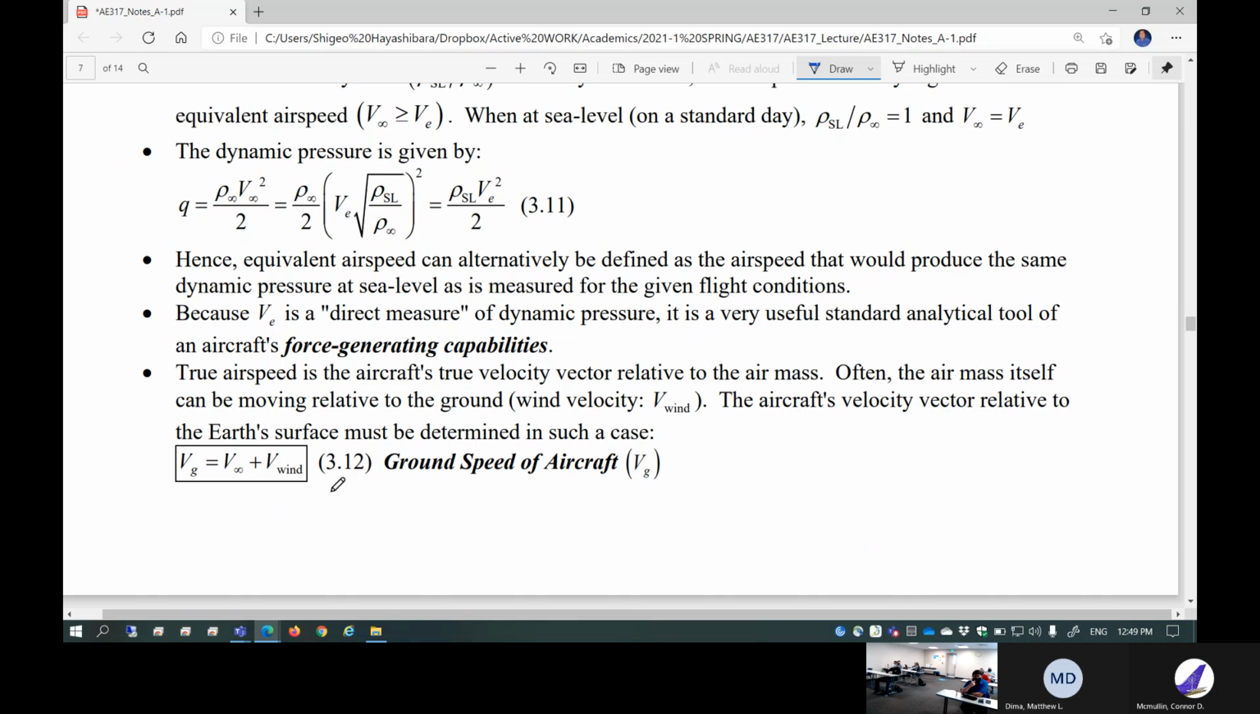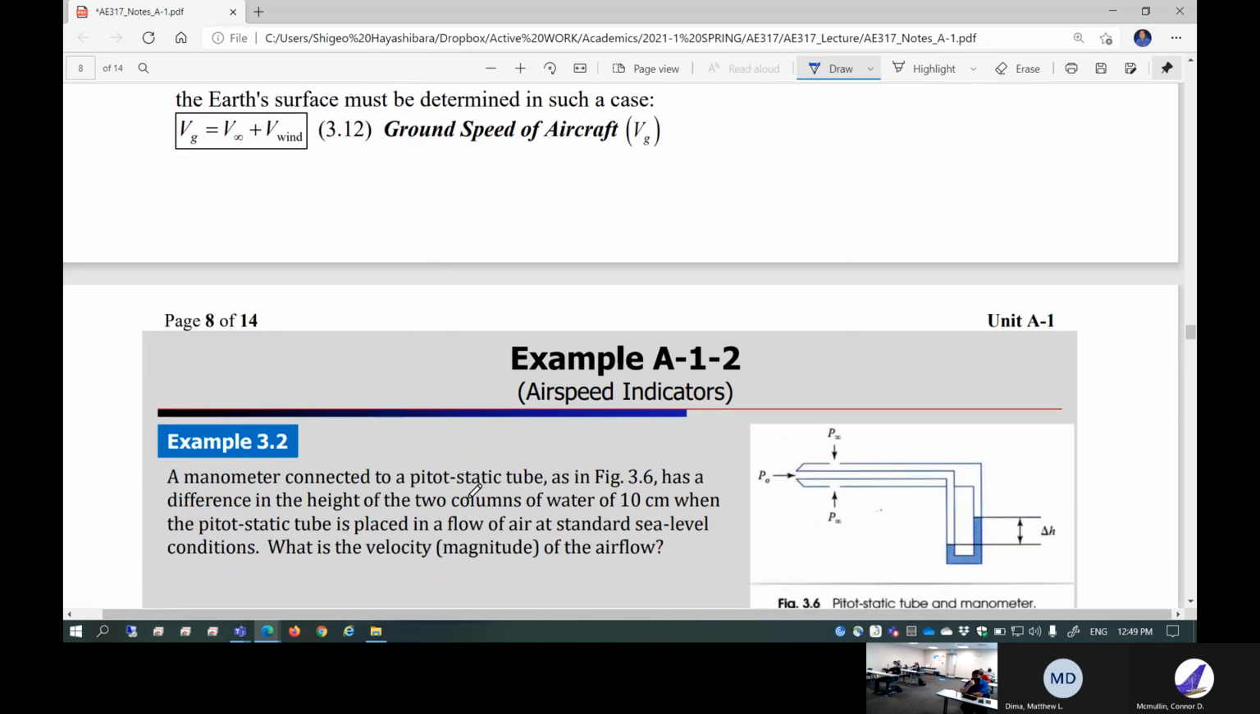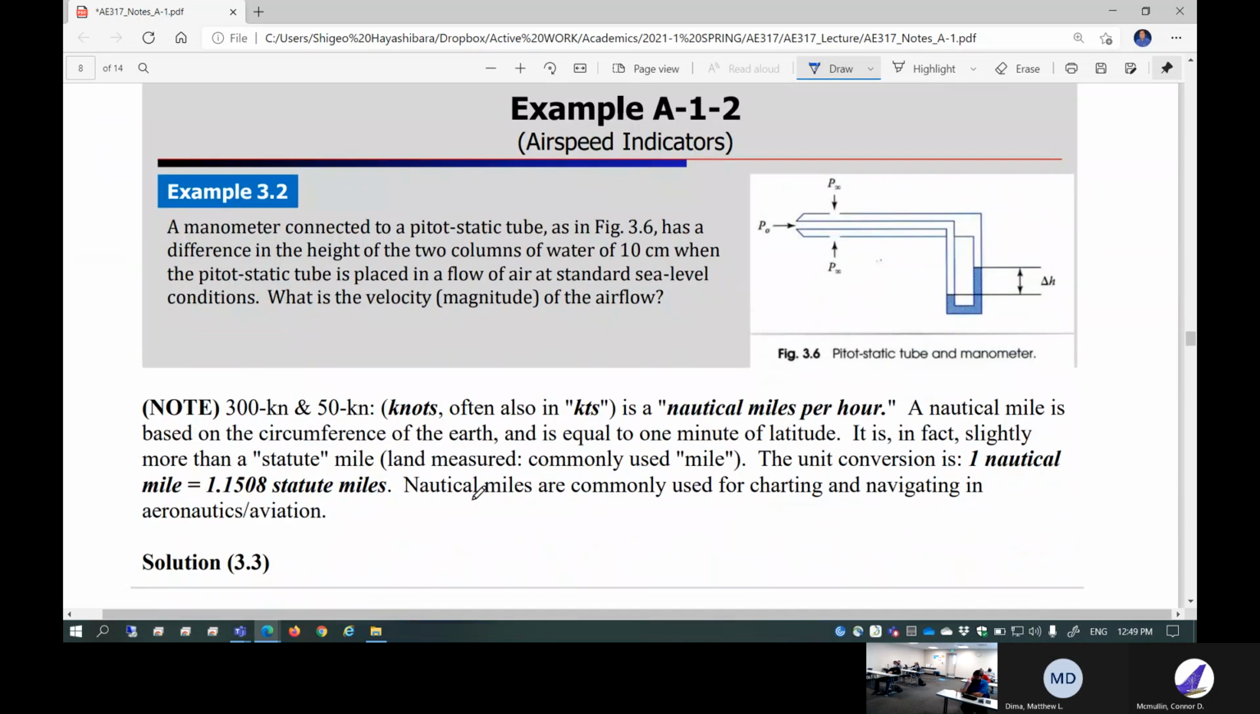Ground airspeed, obviously, you need to add the wind. The wind could be forward or backwards, okay? So relative to the ground, what is your airspeed? That's usually quite important in the sense of air traffic control management. Okay, so that's the whole story. Let's take a look at the next page, okay?